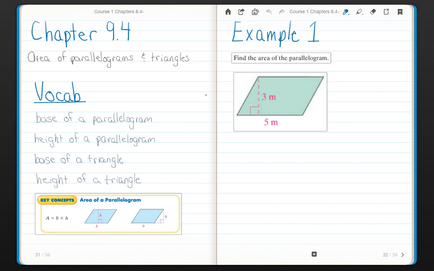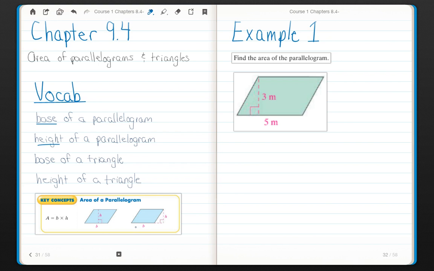Chapter 9.4, Area of Parallelograms and Triangles. So our vocab is really two words, but looking at it for two different shapes. We have base and we have height. So we're going to focus first on a parallelogram.